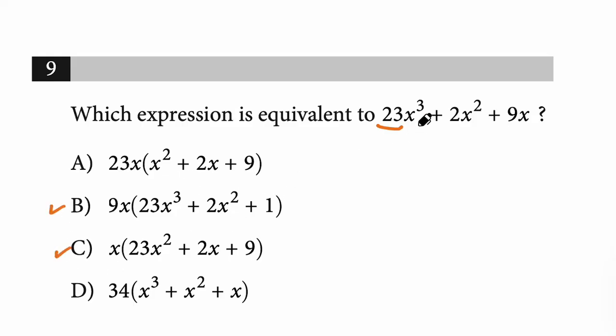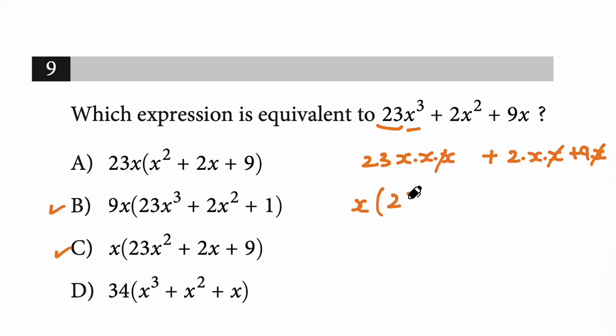Now let's see, x cubed means x times x times x, plus it is 23 as it is, plus 2 times x squared plus 9 times x. So what is common, which is present in every term? X. So that is 23x squared plus 2x plus 9. That means C is the right option.